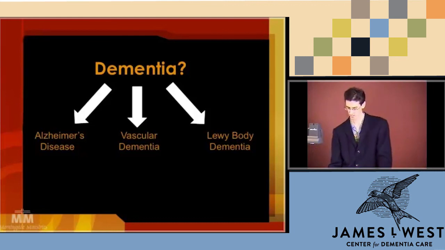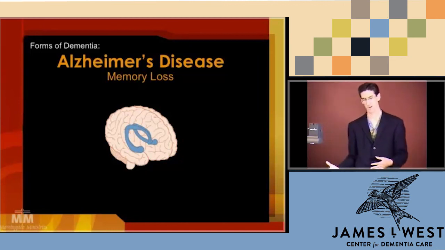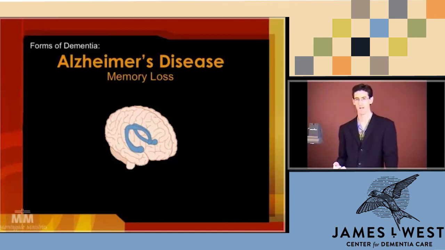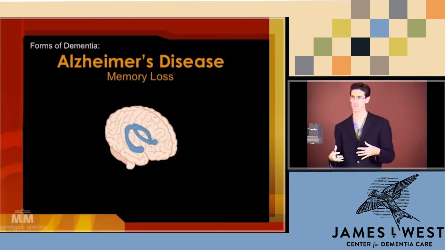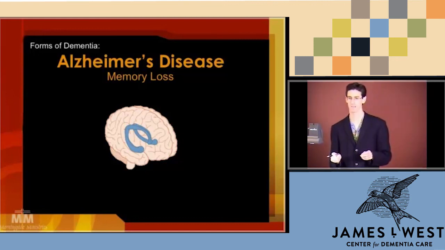And so we can talk a little bit about each of these. With Alzheimer's disease, without a doubt, the hallmark feature is memory loss. There are different parts of the brain that encode memory and that store memory. The characteristic pattern of Alzheimer's disease is non-promptable memory loss. Their memories don't respond to prompting.